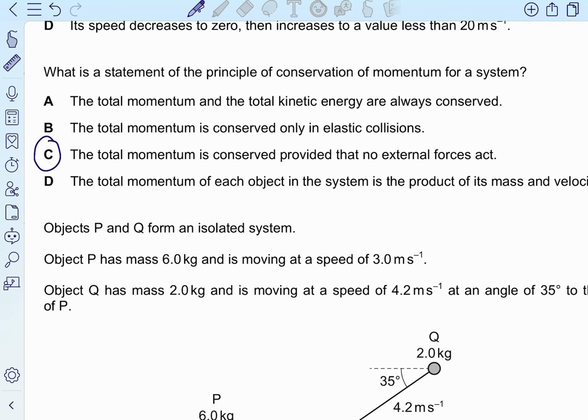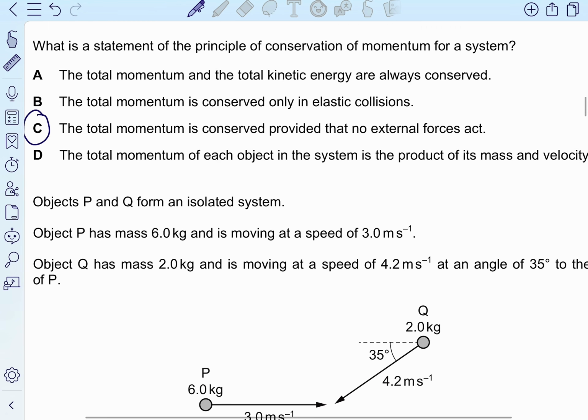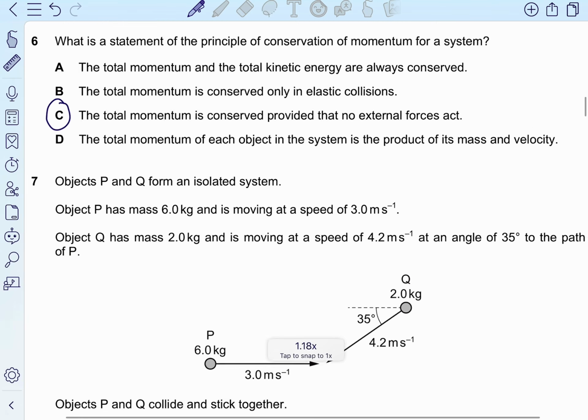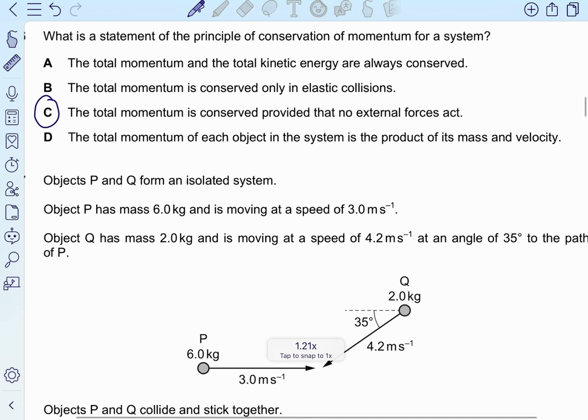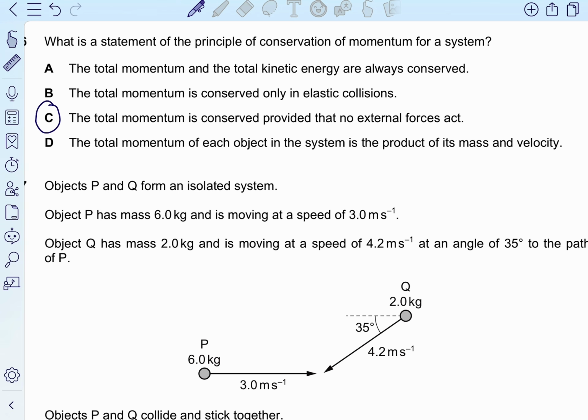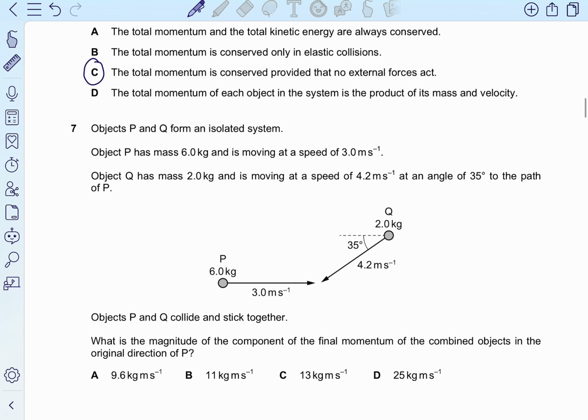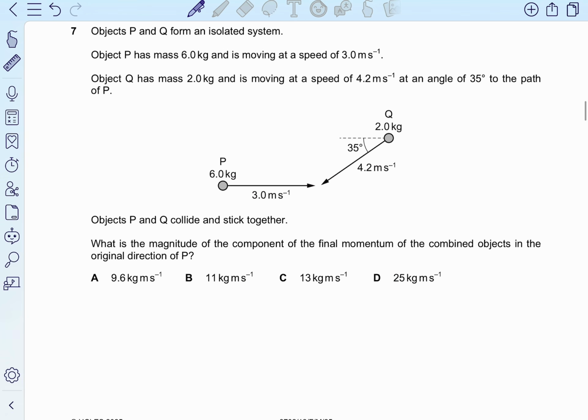So option A is wrong. The total momentum is conserved only in elastic collisions? No, in both elastic and inelastic collisions, total momentum will be conserved. The total momentum of each object in the system is the product of the mass and the velocity. Well, this is correct, but again, this is not the principle of conservation of momentum. That is just more like a formula to calculate the momentum. And we move on to question number 7. Question number 6 is C.